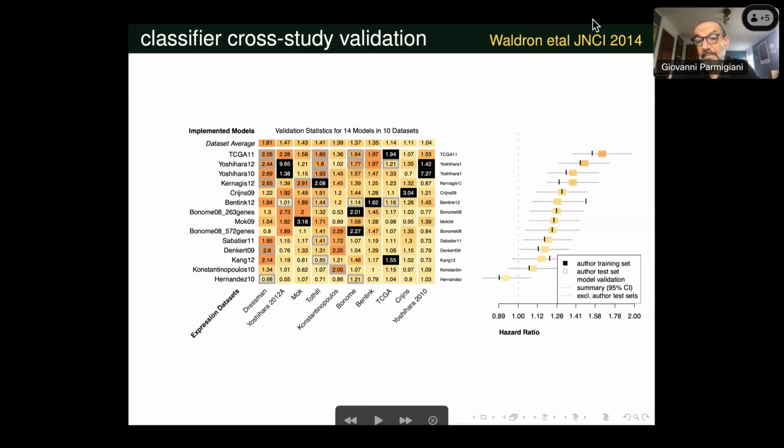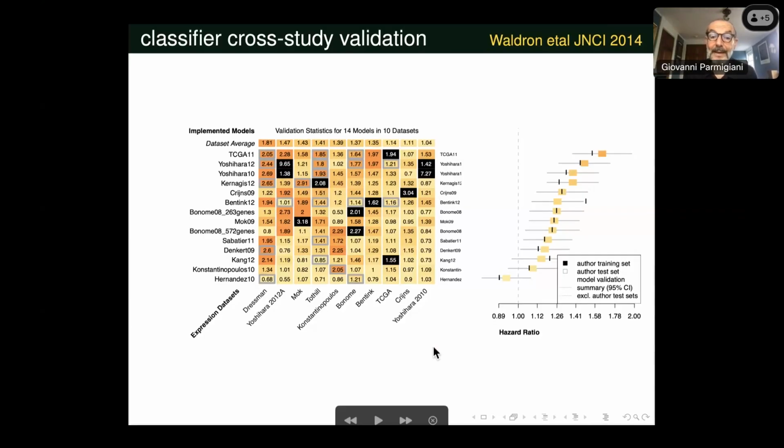However it may have been determined, it could be a complicated score coming out of a neural network, or it could be a simple logistic regression linear term. And we plug it into a Cox proportional hazards model to get a measure of the hazard ratio. The stronger the hazard ratio, the more predictive the score. And we generate this matrix of hazard ratios for each of the 14 models on the 10 data sets.